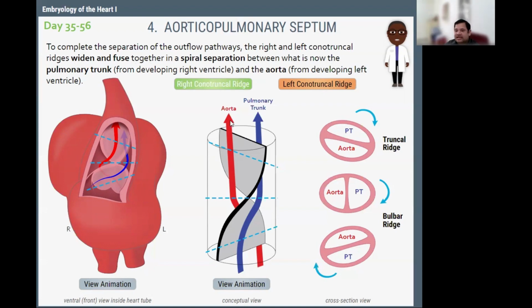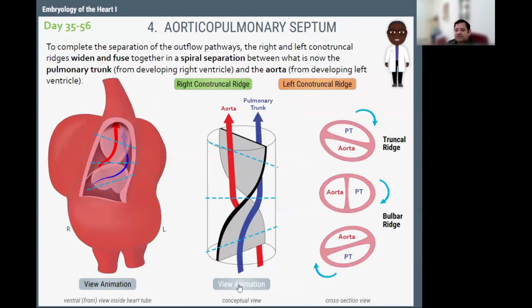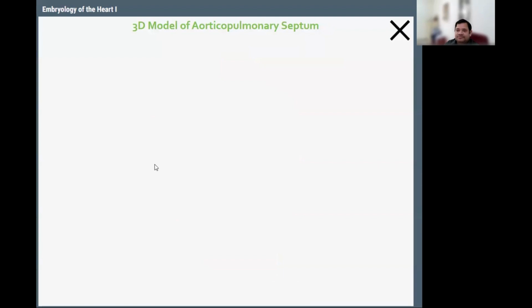You can see the red line is for the aorta and the blue line is for the pulmonary trunk. You can see the animation part also. Again, you can see how this is going to happen. Both the axes are going to cross together and completely cover it up. Then it is going to form the two separate structures. Now you can see here also what is going to happen.